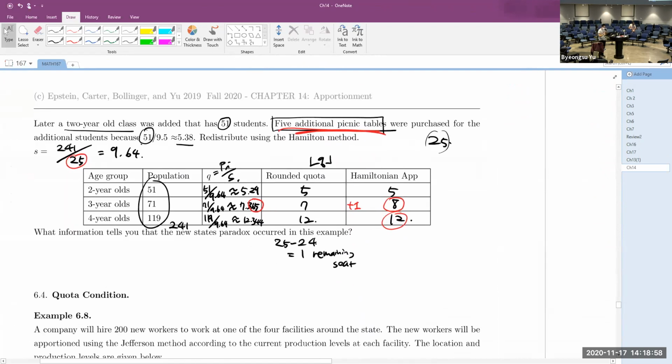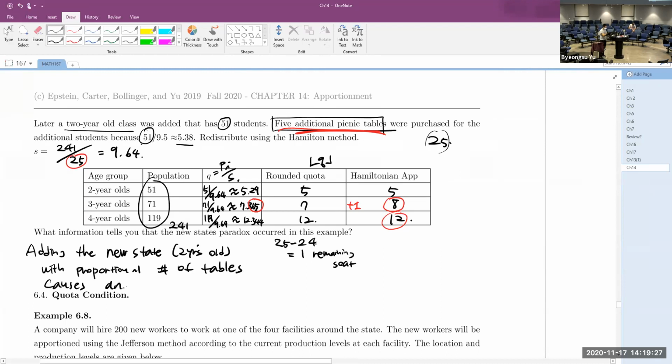So in this example, adding the new state, which in this case is just the 2 year olds, with a proportional number of tables causes another state, in this case the 4 year olds, to lose a table.